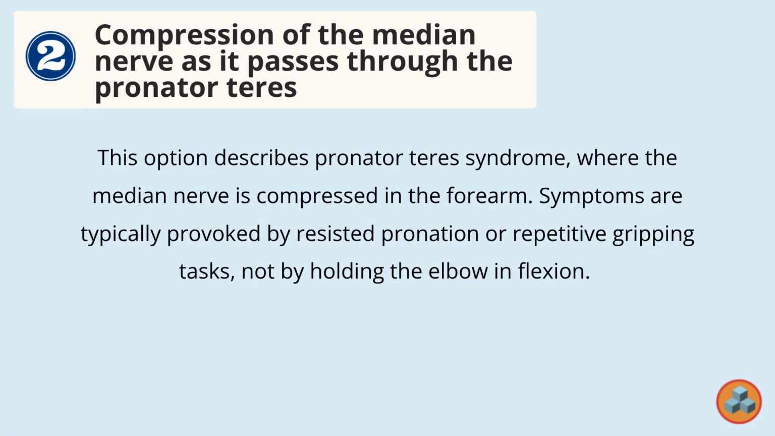Option 2. Compression of the median nerve as it passes through the pronator teres. This option describes pronator teres syndrome, where the median nerve is compressed in the forearm. Symptoms are typically provoked by resisted pronation or repetitive gripping tasks, not by holding the elbow in flexion. Pronator teres syndrome is a real clinical entity, but holding the elbow in flexion does not significantly stress the median nerve at the pronator teres. The mechanism simply doesn't match the test being described.